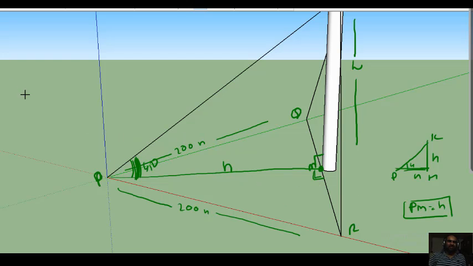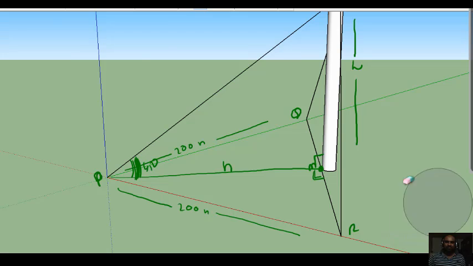Now PM I got. PMQ is a right angle triangle. In the right triangle, the hypotenuse is 200 and one of the legs is H. If I know the QM length, I can use the right angle triangle property to find H. That is my intention. Students, listen now. Here we get one more right triangle.